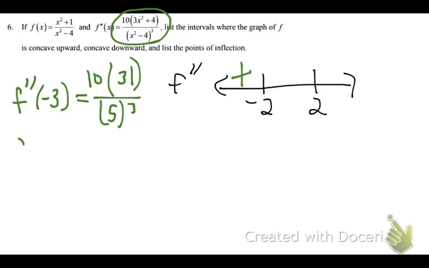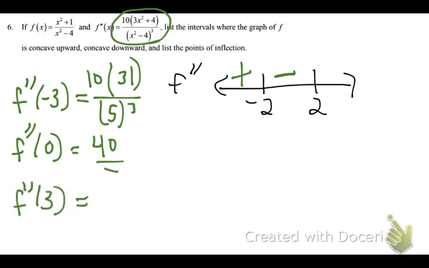Next, let's plug in a number between negative 2 and 2, so F double prime of 0. In the numerator, I'll get 10 times 4, so 40, over negative 4 cubed, which will give me a negative output, because negative 4 cubed has an odd amount of negatives. And then finally, a test value between 2 and infinity. Let's do 3. When we plug 3 in, we'll get a positive on top, and 3 squared is 9, minus 4 is 5 cubed, which is positive.